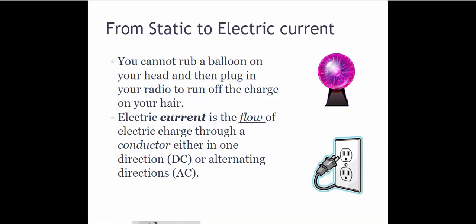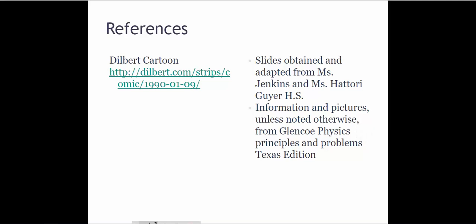That is current electricity, which is what we're going to start looking at after spring break. When we say current electricity, there's two types, AC and DC, and we'll get into all that after spring break. All right, do y'all have any questions?